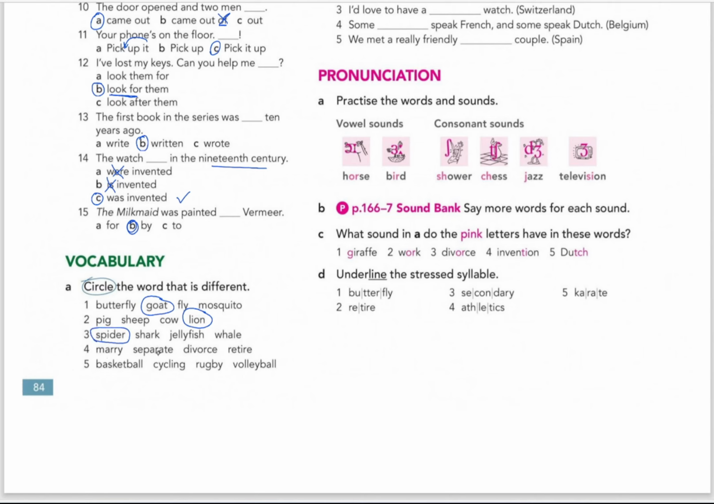Number 4, marry, separate, divorce, retire. So marry, separate, divorce, this is all marriage related issues, but retire is something that we're going to have after the age of 65, like stop working and get some money from government. Retire is different. It's not a relationship word, but marry, separate, and divorce are marriage relationship words. 5, basketball, cycling, rugby, volleyball. So basketball, rugby, volleyball, they are the sports that we use a ball in, but cycling is different.